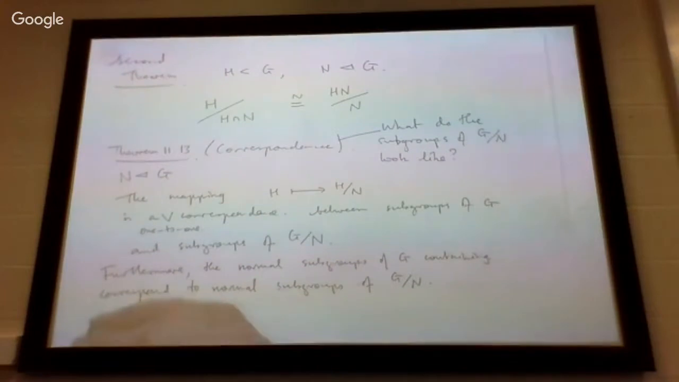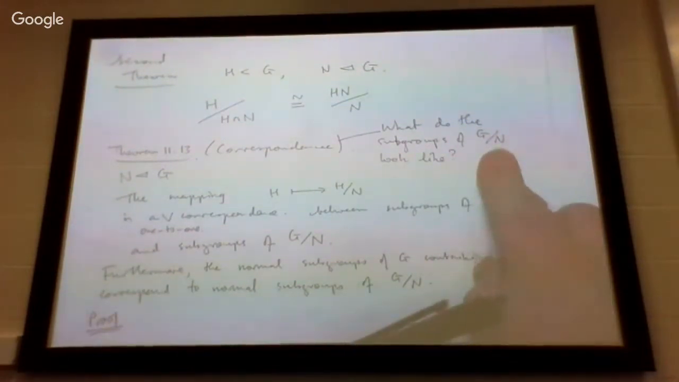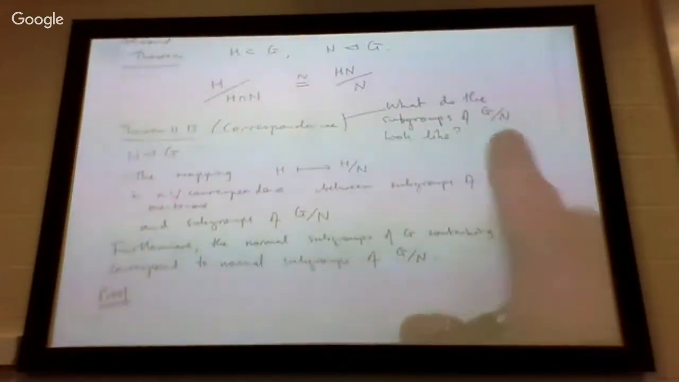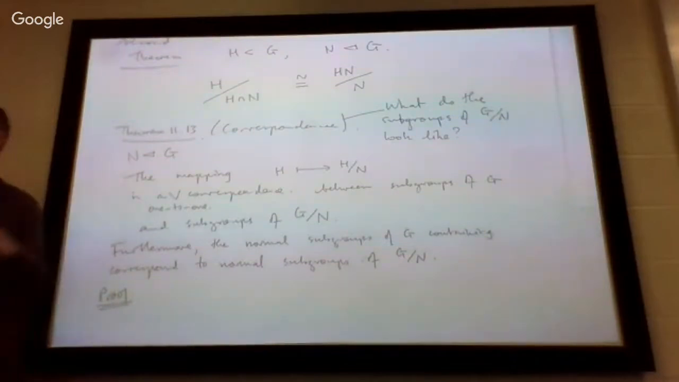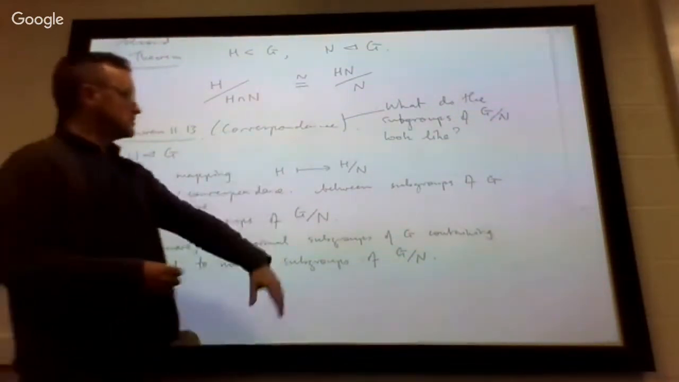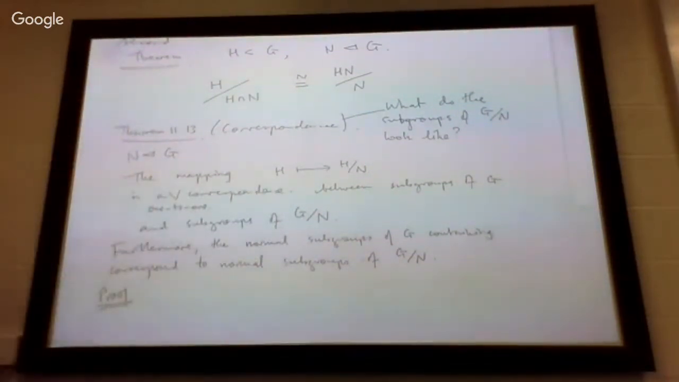So it's telling us where subgroups of the factor group come from. They arise naturally from subgroups of the original group. And the normal subgroups of the factor group arise naturally from the normal subgroups of the original.